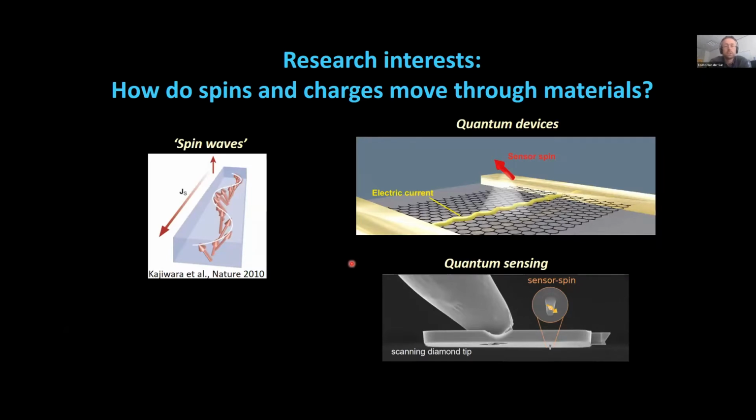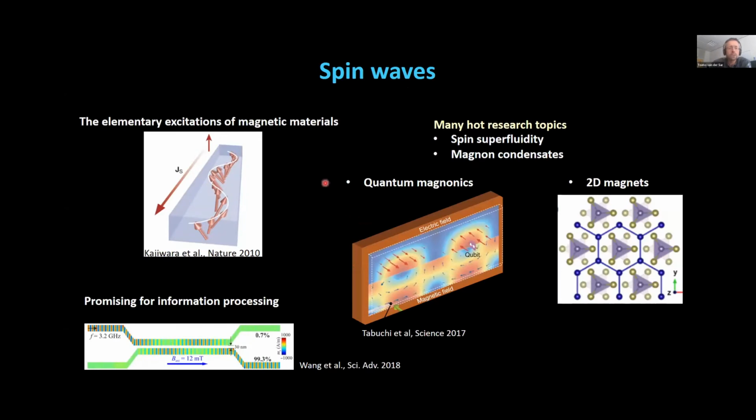In our group, we study basically three themes. We study, first of all, spin waves in magnetic materials, but then we also use NV center spins to detect the magnetic field of electronic currents in low-dimensional materials. And we are also working on developing the technique of NV center magnetometry. Now, in this talk I will focus on spin waves.